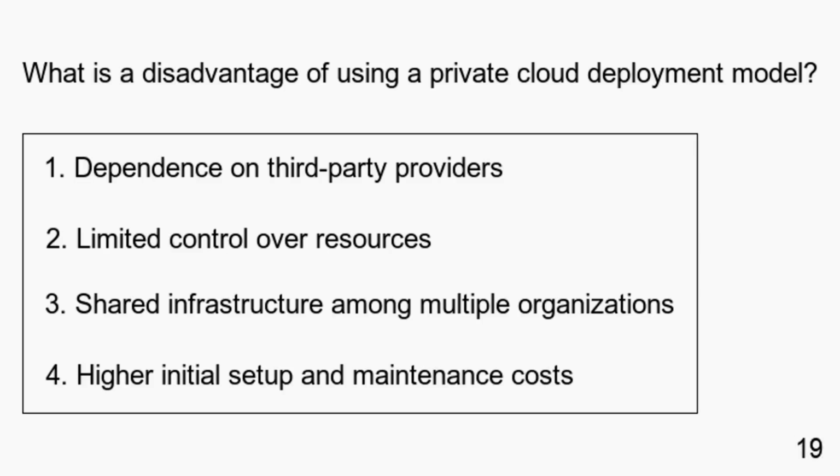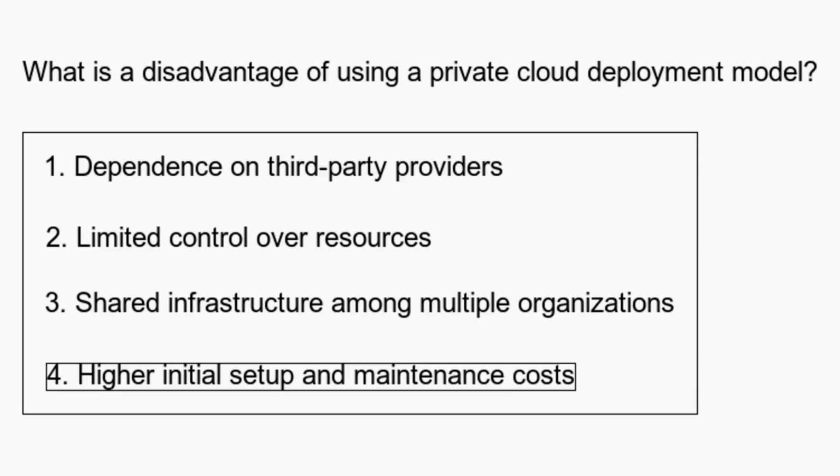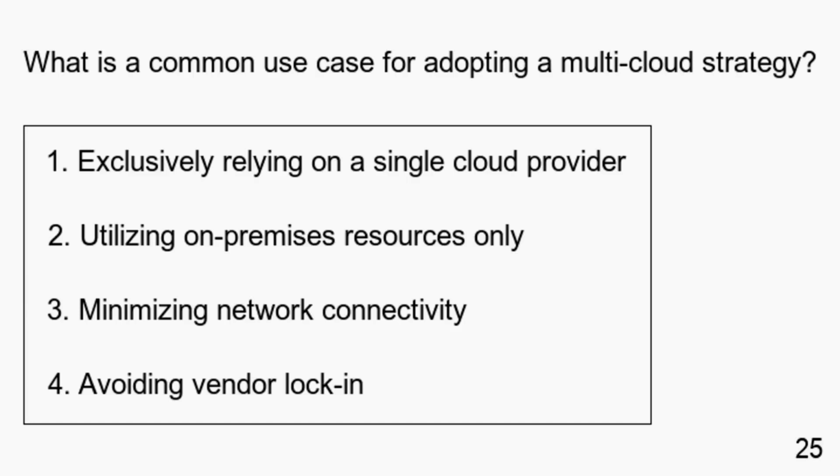Dependence on third-party providers. Limited control over resources. Shared infrastructure among multiple organizations. Higher initial setup and maintenance costs. Private clouds may incur higher initial setup and maintenance costs compared to public clouds. What is a common use case for adopting a multi-cloud strategy?